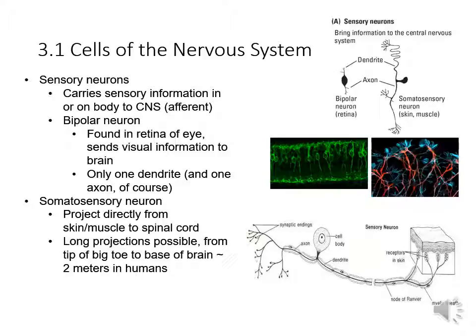And then somatosensory neurons are the other type of sensory neuron. They project directly from the skin or the muscle to the spinal cord. Very long projections are possible. There's a nerve, so a group of somatosensory neurons, that runs from the tip of the big toe to the base of the brain, which can be around 2 meters in humans. Most of that length is the axon, so it's very, very long axons in those particular somatosensory neurons. And this is a picture from a microscope of somatosensory neurons.